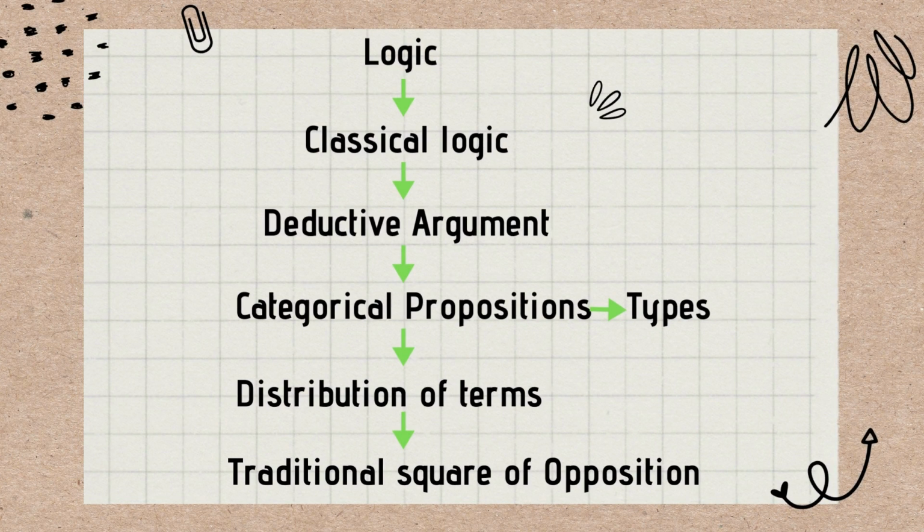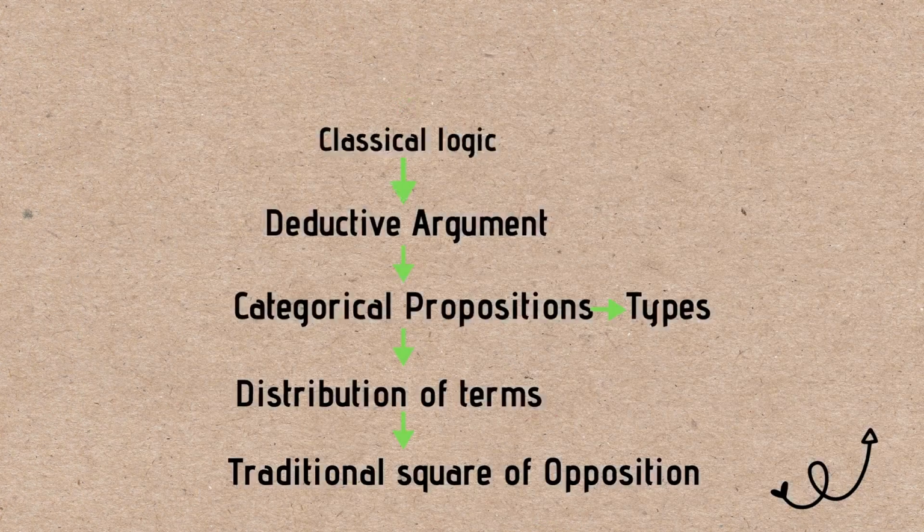So far, we have seen what logic is, what the types of logic are, and the first type of logic, which we call classical logic or Aristotelian logic, and the two types of argument, inductive and deductive. Note that in classical logic, we follow only deductive arguments, and we have also seen categorical propositions and their types. So, today we will be seeing the distribution of terms and the traditional square of opposition. Let's begin.